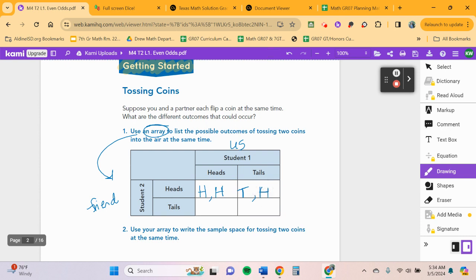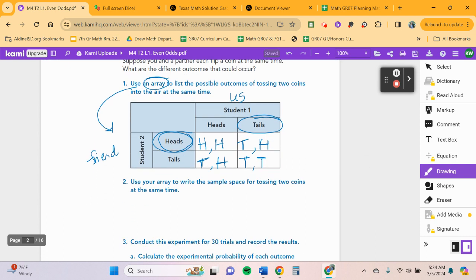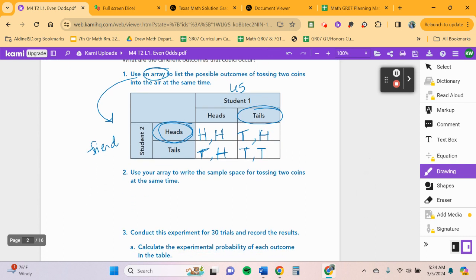It is also possible that if I roll a tails, that my friend rolls a heads. And that is what these outside labels represent in our array. It is also possible that my friend rolls the tails while I roll a heads. And then also it is possible for us to both flip a tails. And there's our array of all of our possible outcomes. Question 2, it says use your array to write the sample space for tossing two coins at the same time.